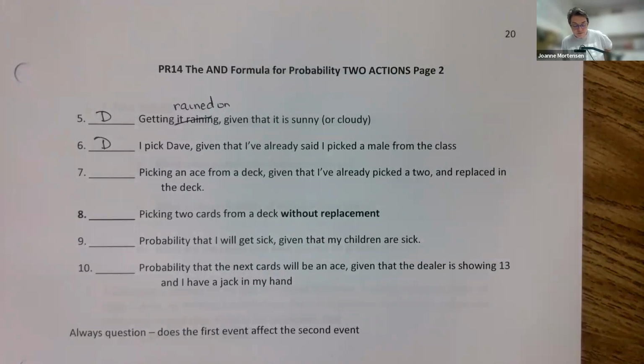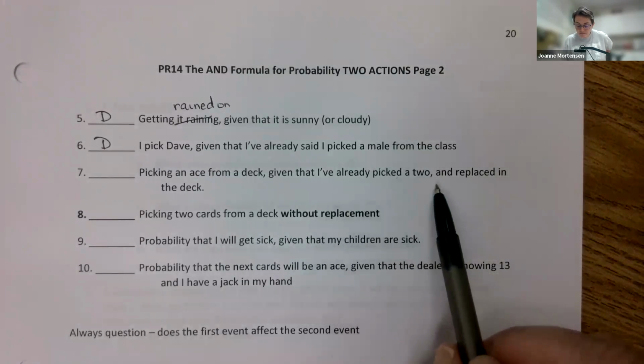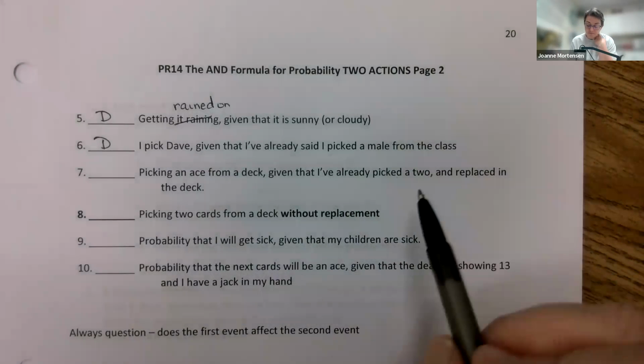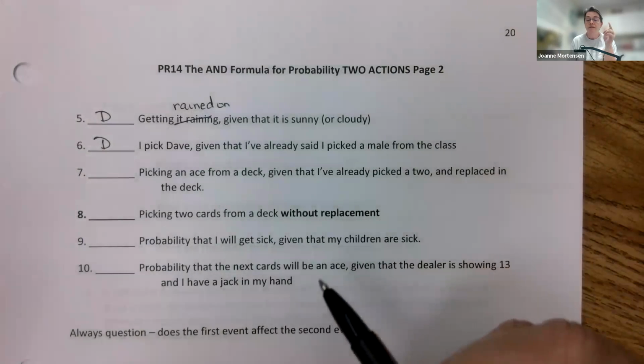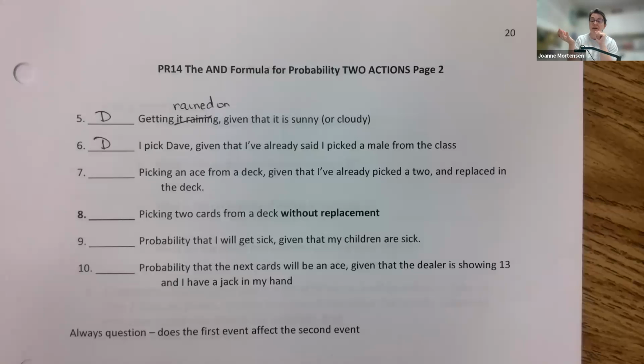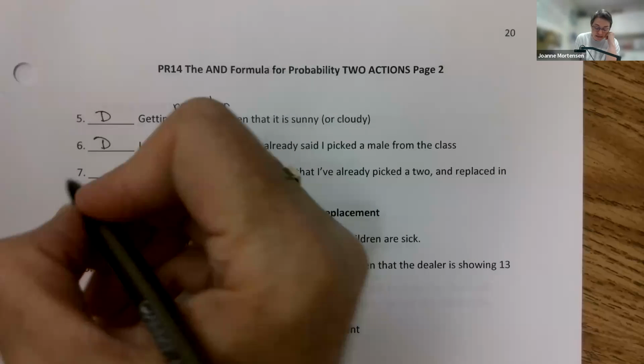Picking an ace from a deck, given that I've already picked a 2 and replaced it in the deck. You know what? You should stop the video. You should try these last few questions. All right, I'm going to trust that you did that. All right, so there's 52 cards. I picked out a 2, then I put the 2 back, and now I'm going to pick an ace. My sample space hasn't changed. I'm back to the original deck of cards. So that's going to be independent.